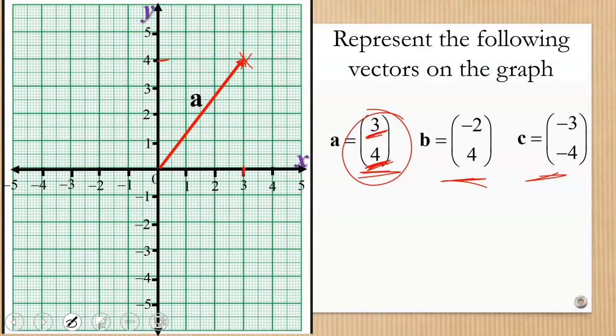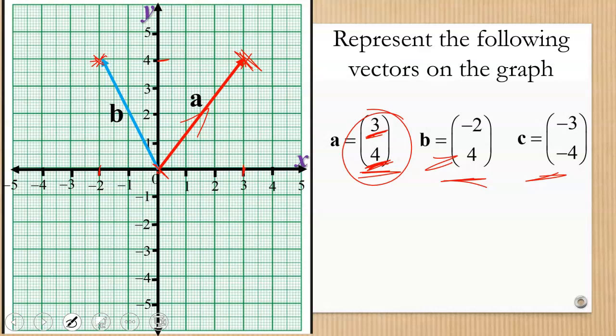It has direction and there is magnitude. I can measure the distance from here to here, and I can also know that the direction means it's going this way. So that is for A. Then B says -2, 4. That means from the origin we move to -2 and then we move positive to 4. So it will meet here. Then we join our line to that, and that is the vector B.